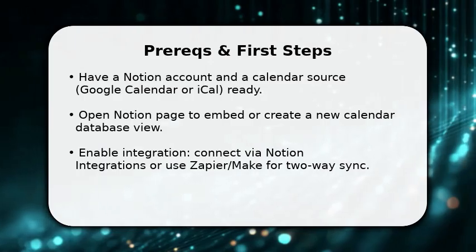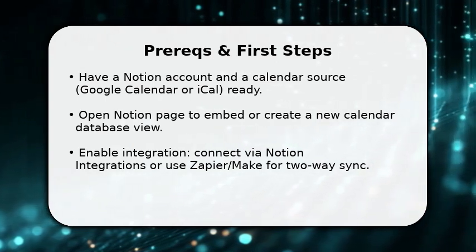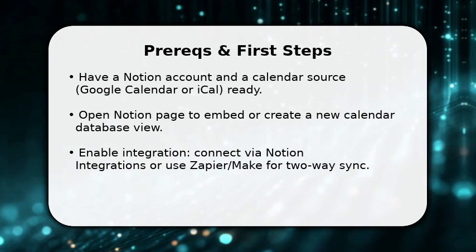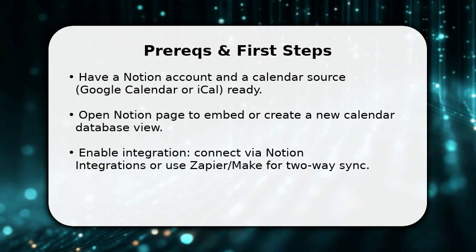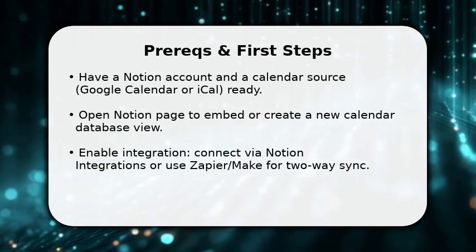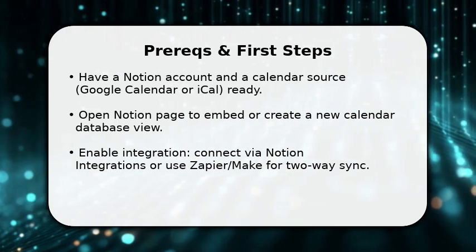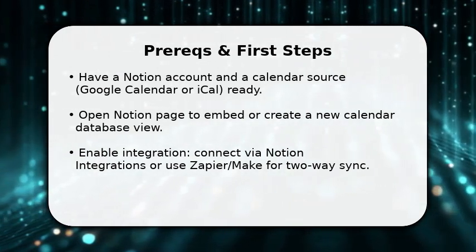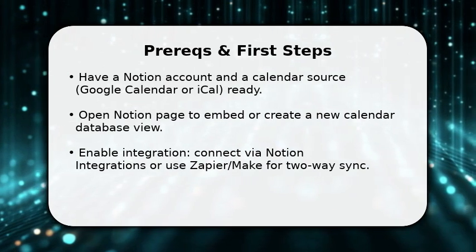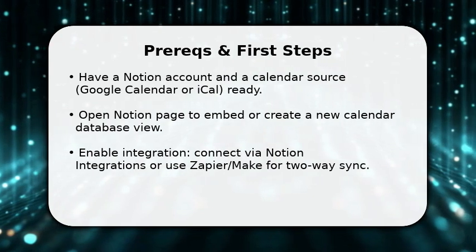You start by confirming prerequisites. You need a Notion workspace and the external calendar credentials. Create or open the Notion page you want to sync into and add a calendar database view. Next, make an integration in Notion settings and copy the internal integration token. Grant the integration access to the page. If you prefer middleware, sign in to Zapier or Make and create a new connection. Once done, you're ready to authorize the calendar source in the next steps.